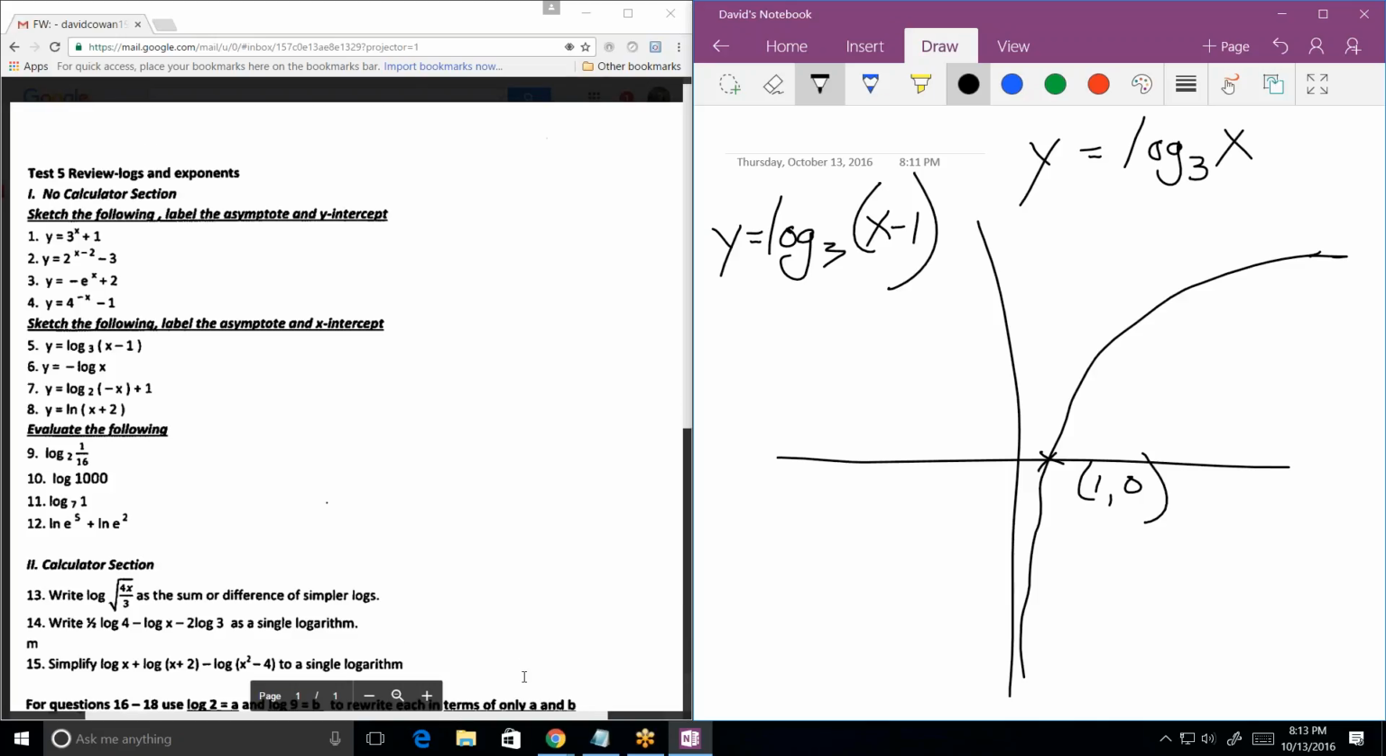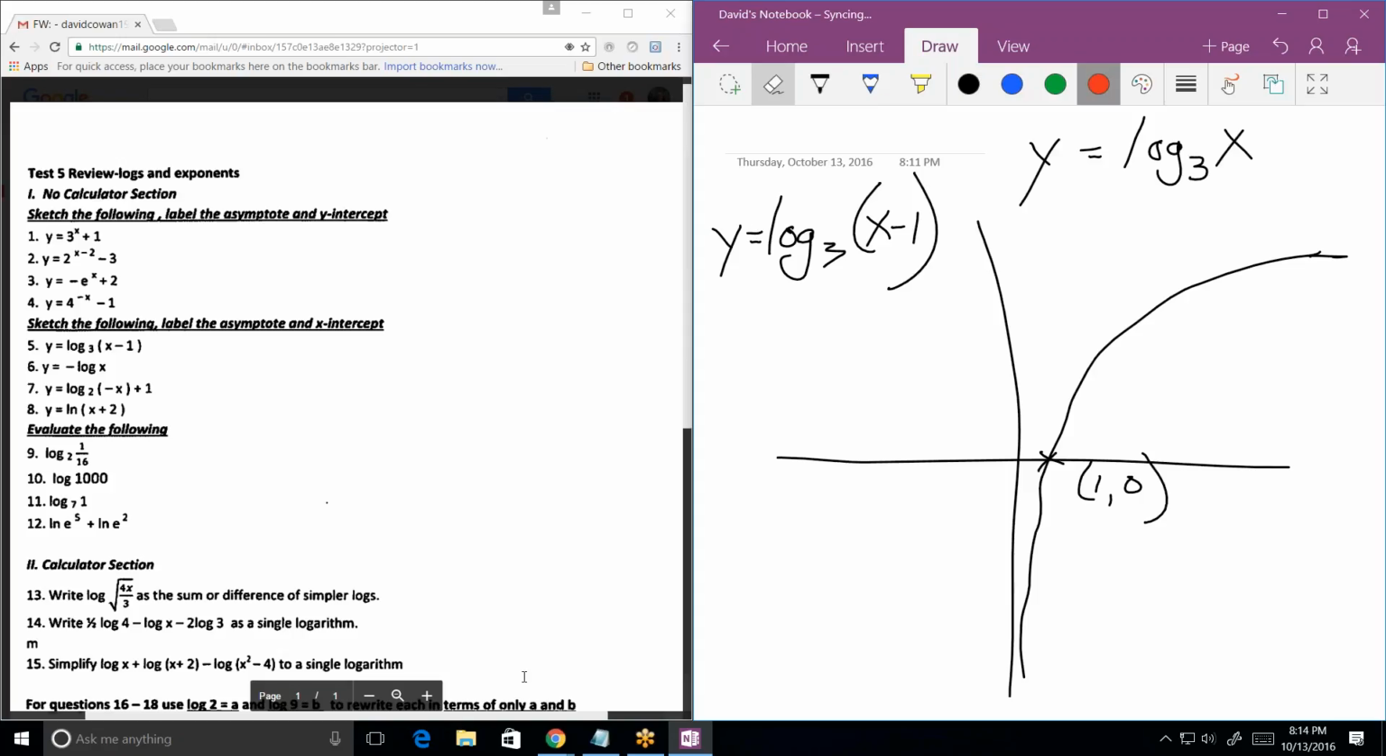Yes, it's a horizontal shift because it's inside the function. It's not outside. If that was a minus 1 out there, that'd be a vertical shift. In other words, outside the function is always vertical stuff. Inside the function is always horizontal stuff.